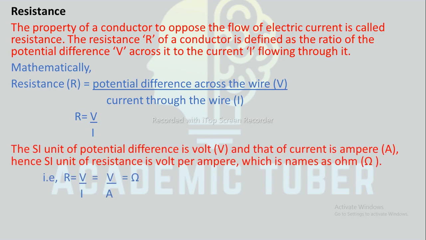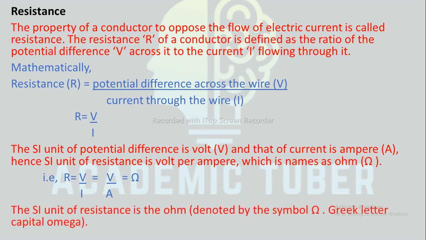The SI unit of potential difference is volt, which is denoted by capital V, and that of current is ampere, which is denoted by capital A. Hence, the SI unit of resistance is volt per ampere, which is named ohm. That is, capital R, resistance, equals potential difference by I, equals volt by ampere, equals ohm. The SI unit of resistance is the ohm, denoted by the Greek letter capital omega.